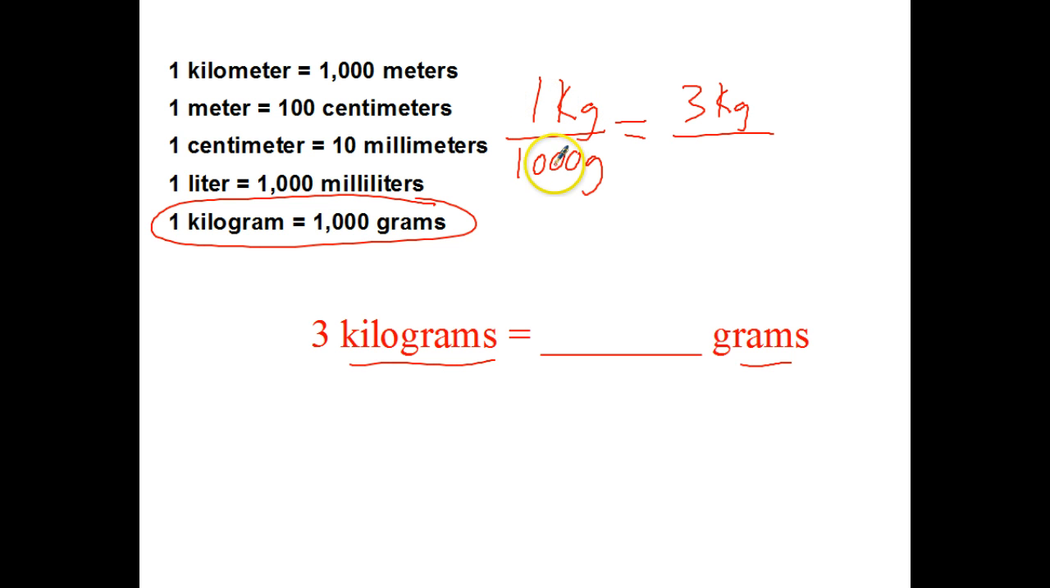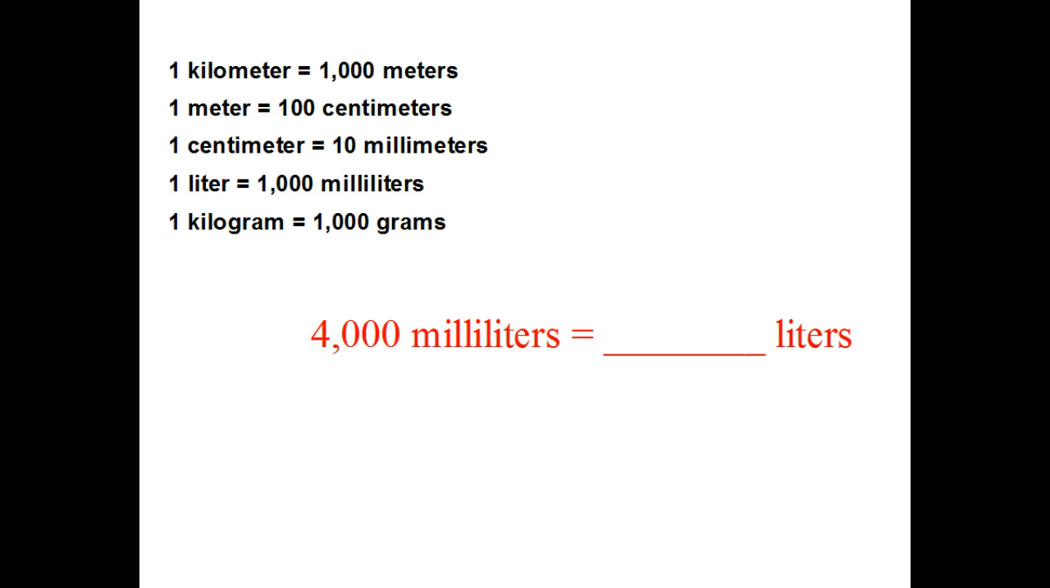So to go from 1 to 1,000, I multiplied times 1,000. I added on 3 zeros. That's the same thing I'm going to do over here. So my answer is 3,000 grams.